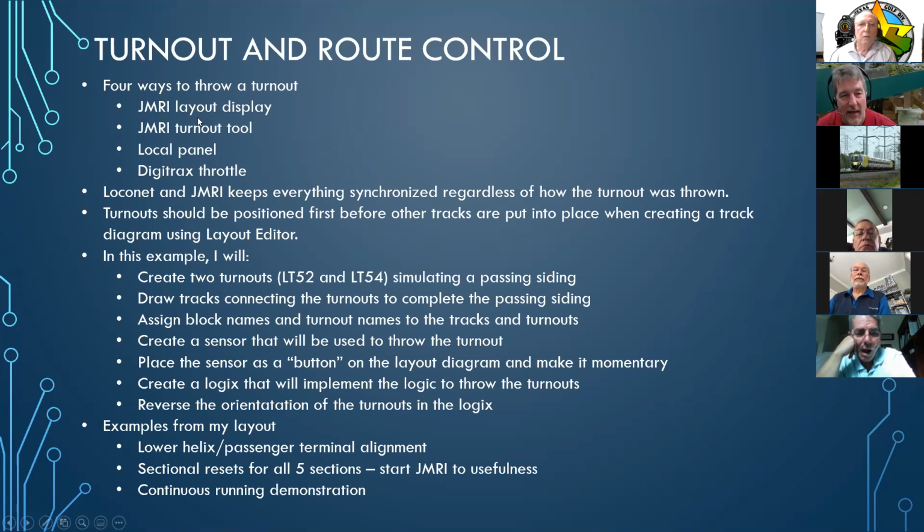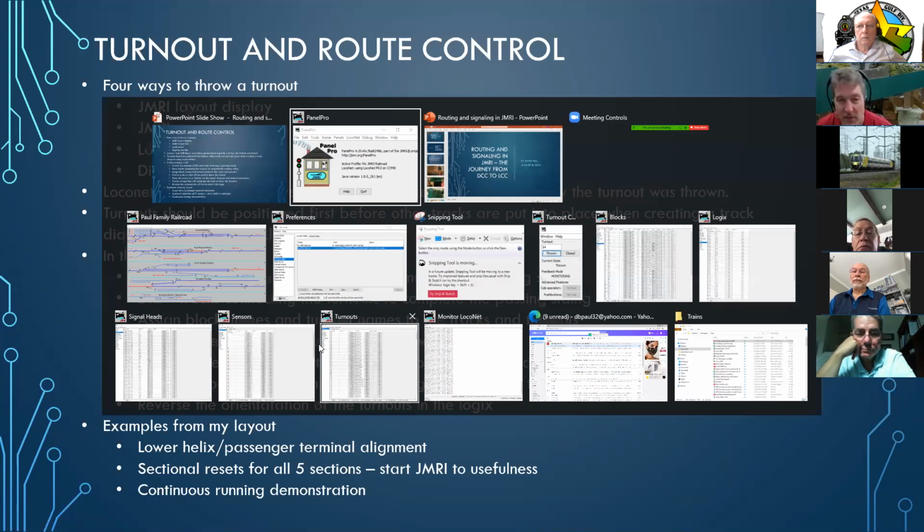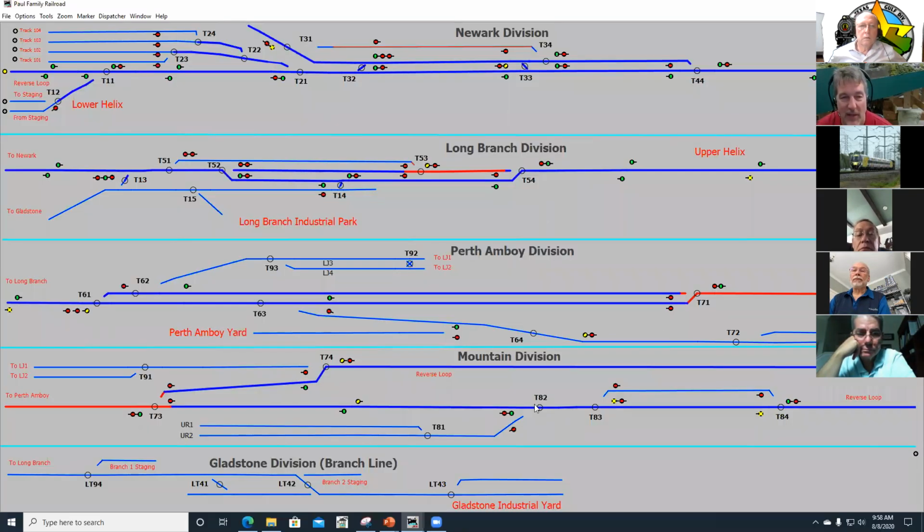I can use a JMRI layout display, which I showed you just a snapshot of earlier in the slides. You can go on there and just click on it, so let's do that real quickly. Here's my layout design. This is the live version. Since we're doing 54, a turnout we use a lot today, that's what my examples will be. If I just click on that, you can see how the turnout goes back and forth just by clicking. So that's one way to throw that turnout.